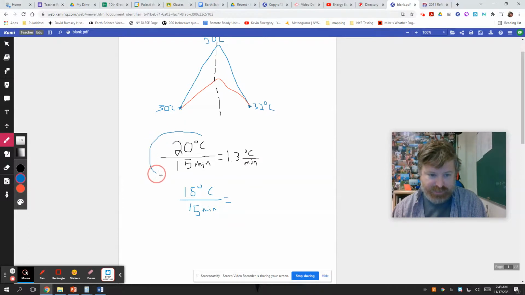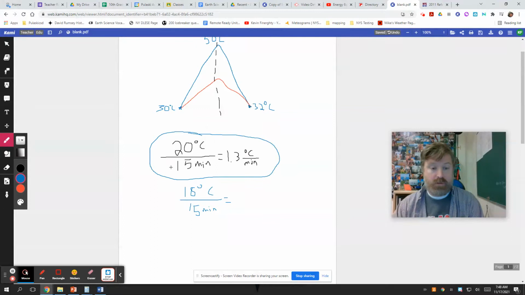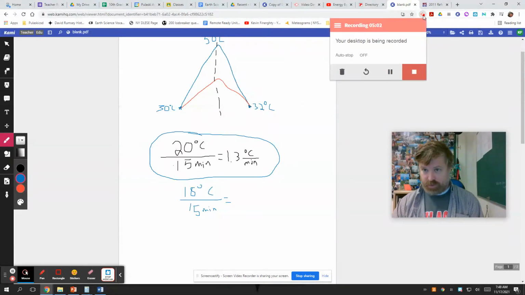And that is the expectation right there. Your answer should look exactly like that, only with your numbers, your change in temperature over 15 minutes. Sound good, folks? Good luck. Go ahead, figure those out.